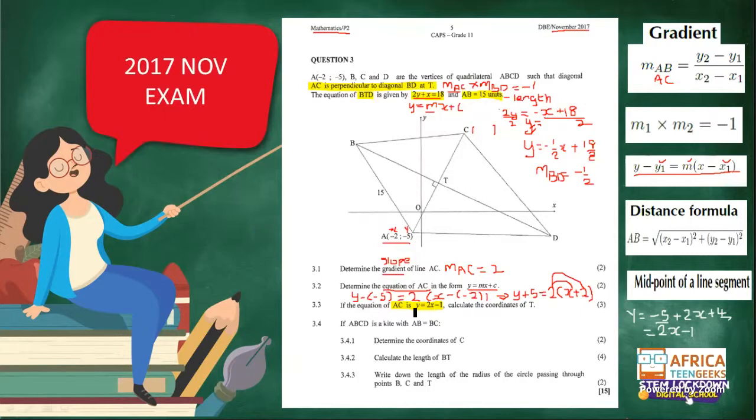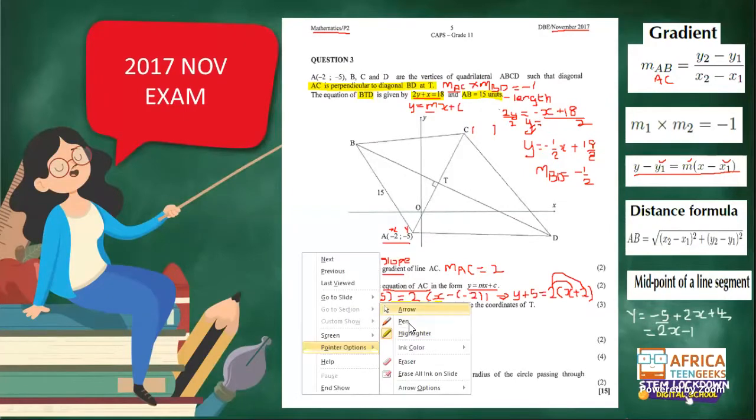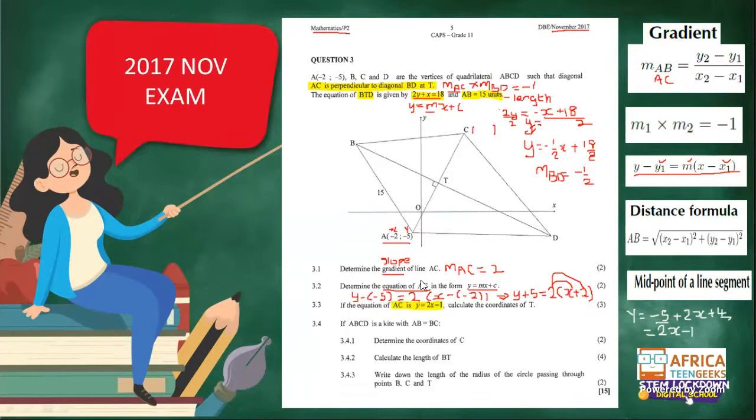So you're given the equation and you're supposed to calculate the point T. So what do you think you would need to do?